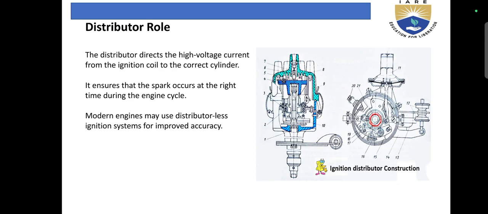Distributor role. The distributor directs the high voltage current from the ignition coil to the correct cylinder. It ensures that the spark occurs at the right time during the engine cycle. Modern engines may use distributor-less ignition systems for improved accuracy.